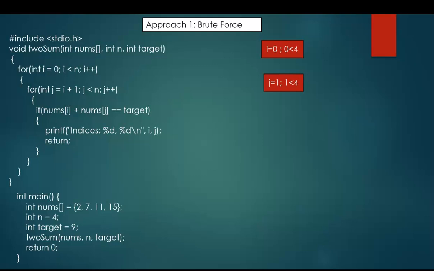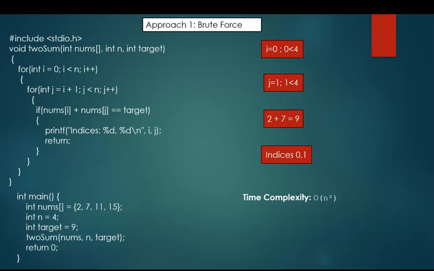nums of i plus nums of j. So what is nums of i? It is 2, plus nums of j, it is 7. So 2 plus 7 is equal to my target 9. Yes, so I am printing the indices of 2, 7, which is nothing but 0, 1. That's it. I have solved. So what is the time complexity?